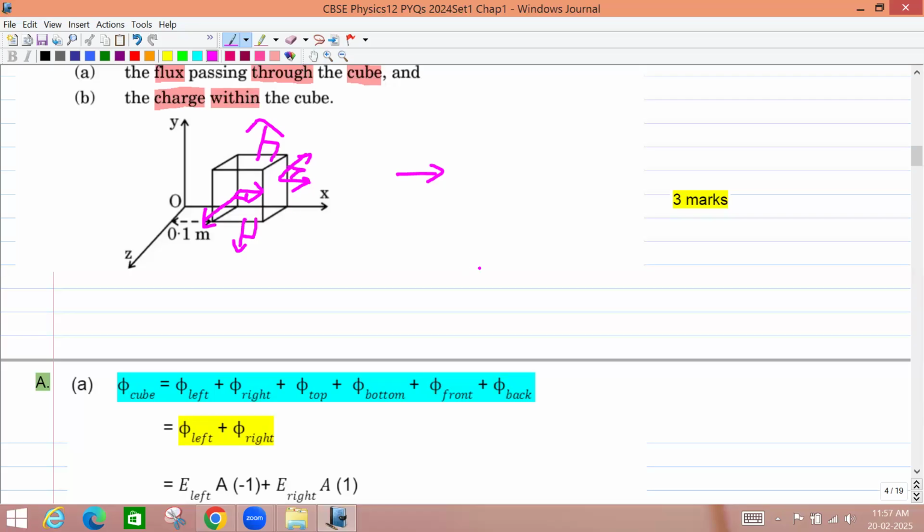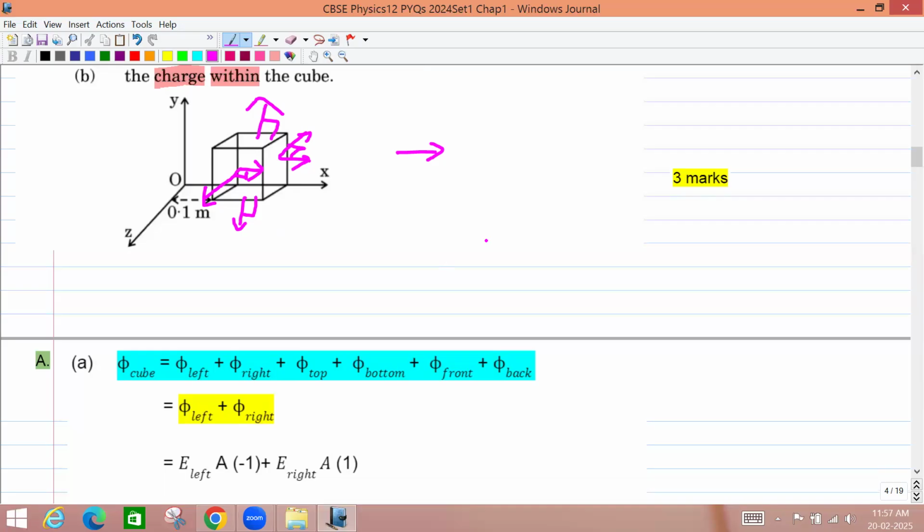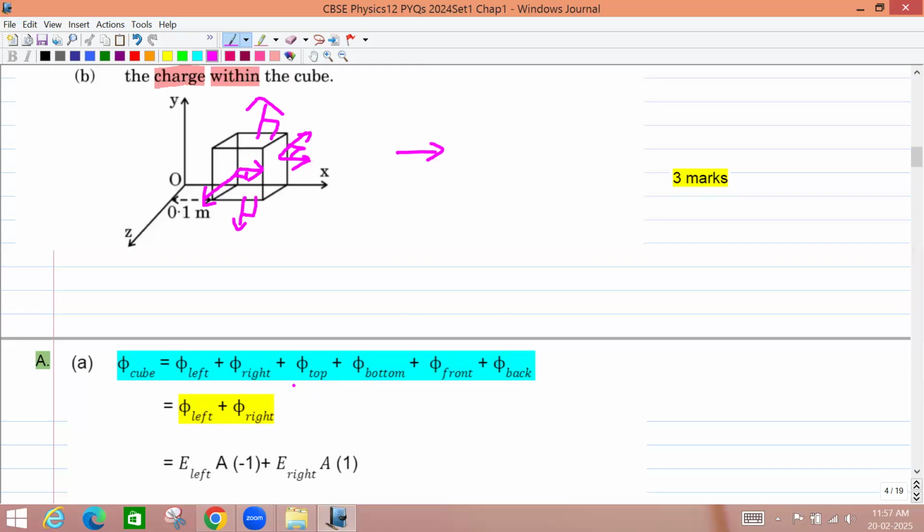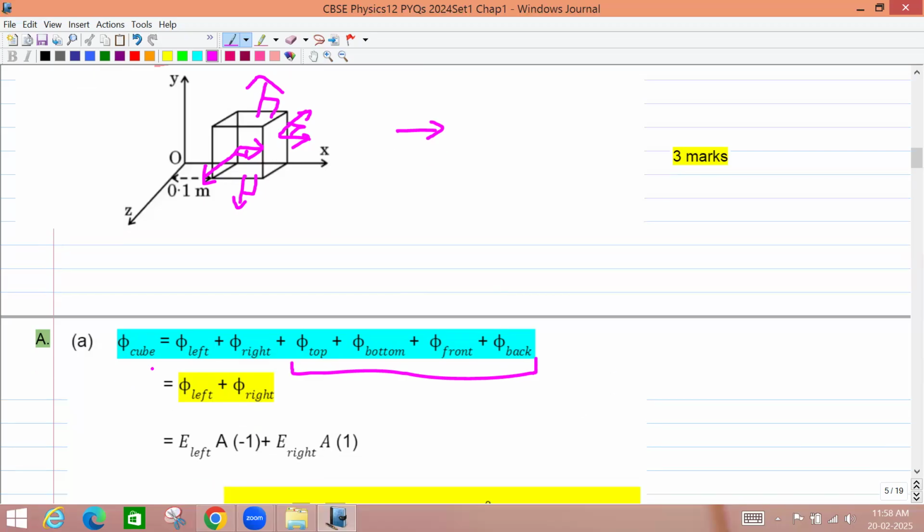Another way to understand is that the electric field, which is along the x-axis, will cut only the left face and the right face. As for the other 4 faces, it will just graze that surface, it will not cut that surface. So flux is a measure of how many field lines are cutting the surface. So the flux through these 4 faces is 0 because the electric field is not cutting the surfaces, just touching them or grazing them. So the flux will come only from the left face and the right face.